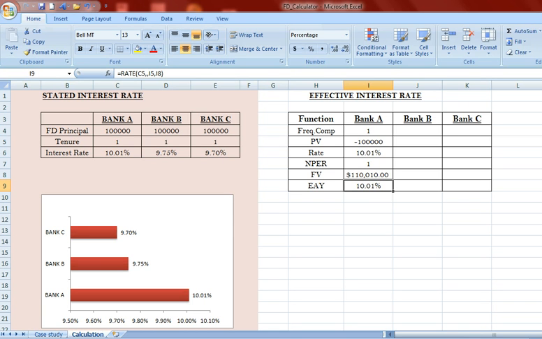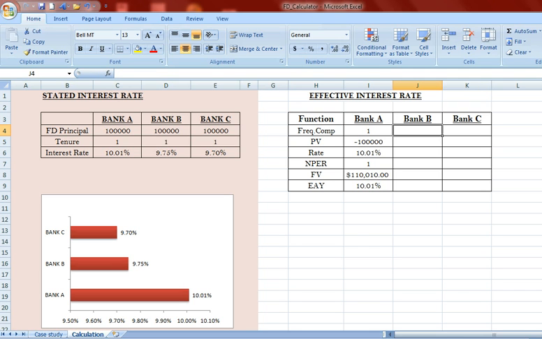I'm sure that you will be guessing it. There is not much difference between the stated interest rate and the effective interest rate for Bank A, because there is no continuous compounding for Bank A. The compounding happens only once, so it doesn't have any impact over here, but it makes sense when it comes to the calculation for Bank B and Bank C as well. Let us see how it works.